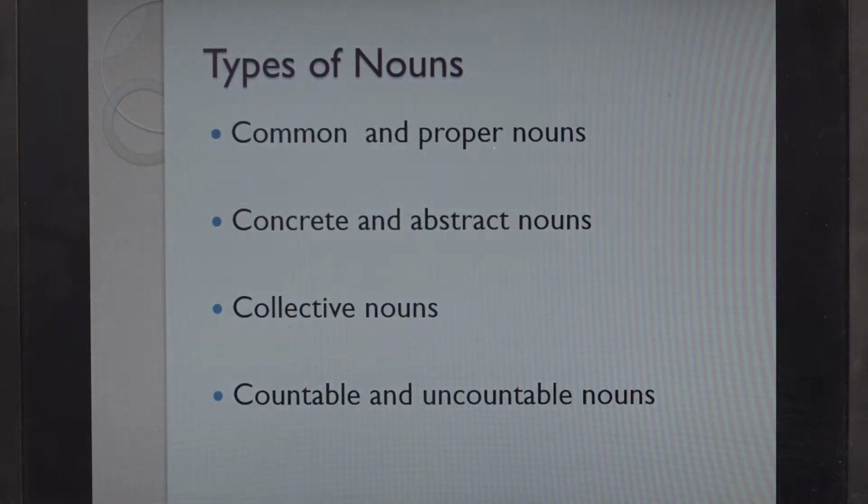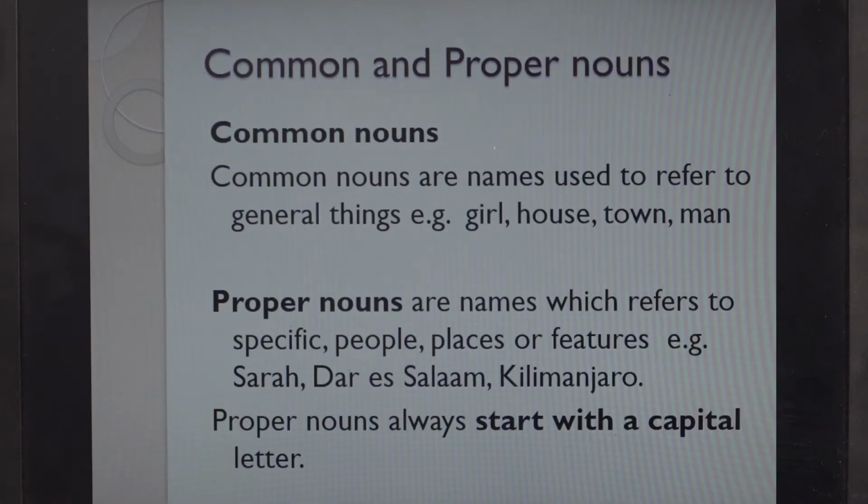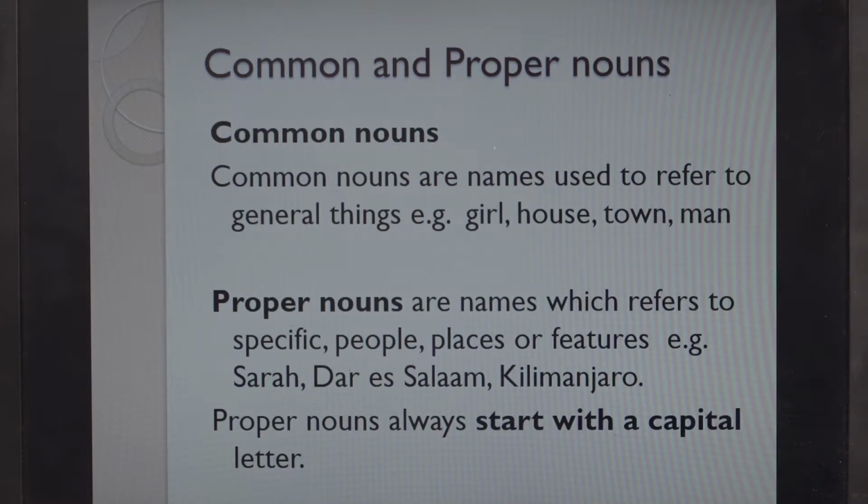So we are going to look at the types of nouns. We have common and proper nouns, concrete and abstract nouns, collective nouns, countable and uncountable nouns. What are common and proper nouns? Common nouns are names used to refer to general things such as girl, house, town, man. So it is a name but referring to any person, a common name.